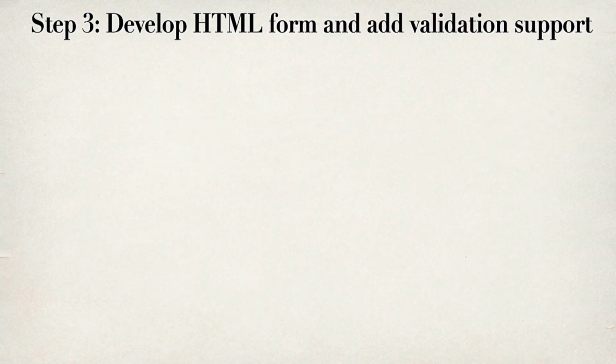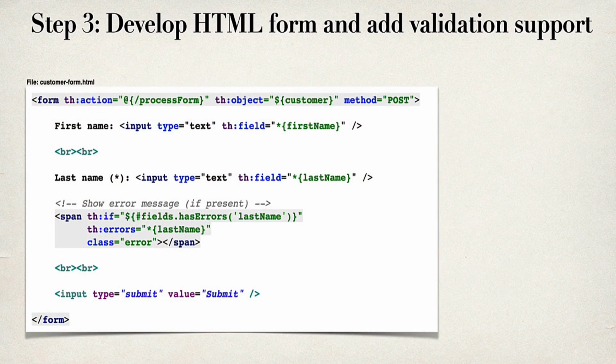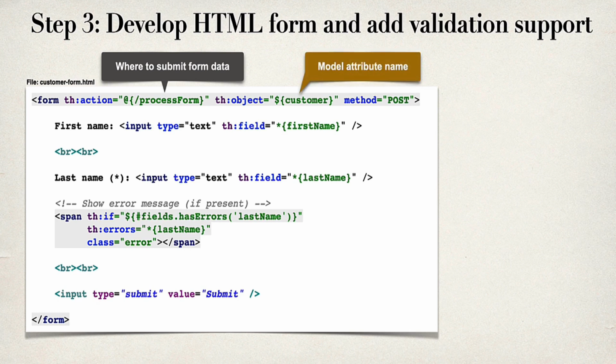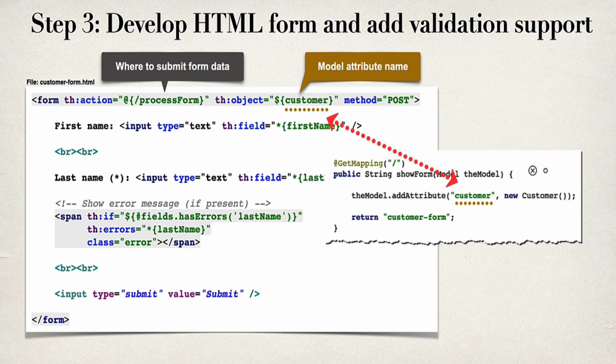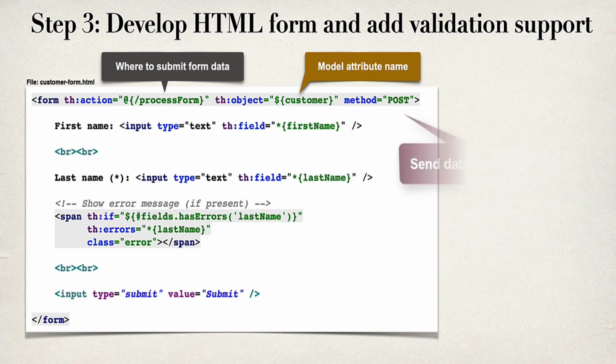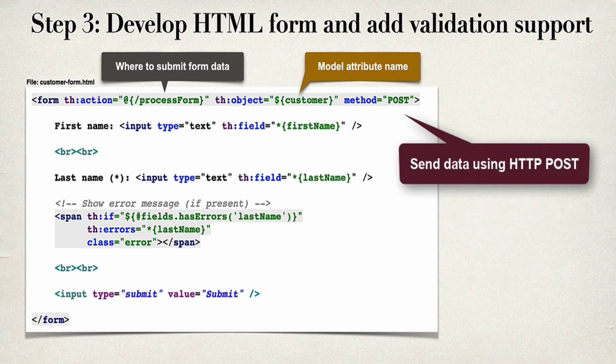Alrighty, so moving ahead to step 3, we're going to develop the HTML form and add validation support. Here's our customer-form.html. For the form, we'll make use of the th:action. This tells it where to submit the form data. And since we're using form data binding, we need to give the reference here to the model attribute named customer. And it's the same name that we used from the previous slide in the controller as far as adding that model attribute. And then here we'll send the data over using HTTP post.